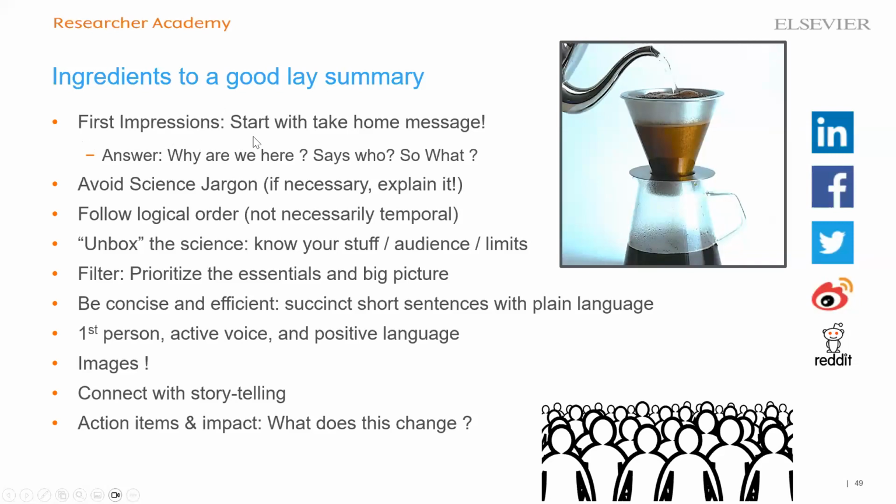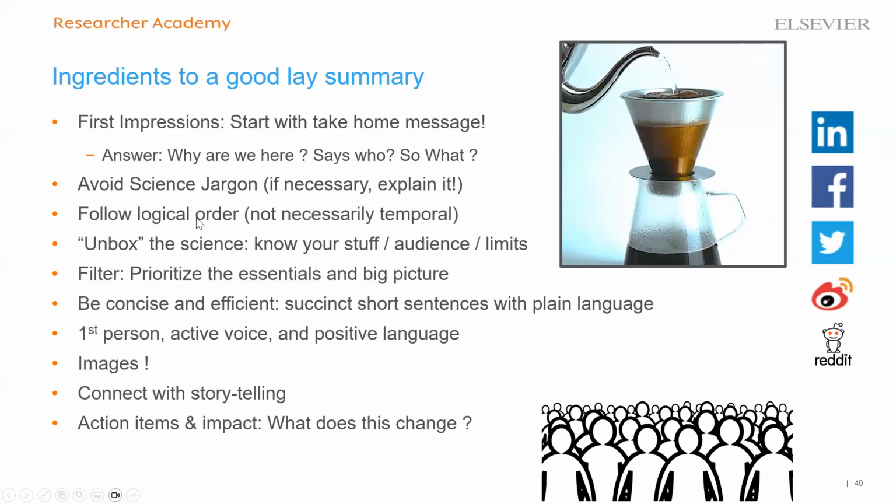So these are some advice for a good lay summary. First impressions. So start with the take-home message, what people need to know. For example, there are some risks associated to drinking too much coffee, or there are some health benefits to that. So start with the take-home message. The reader answers the question, why are we here? Who says what? And why is this important? Avoid complex science terms or science jargon. If it's needed, you have to explain it very simply.